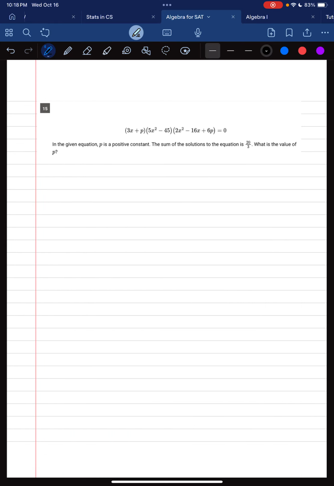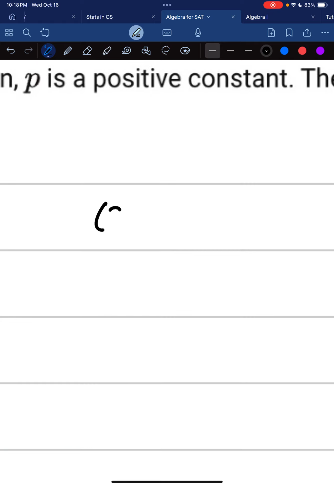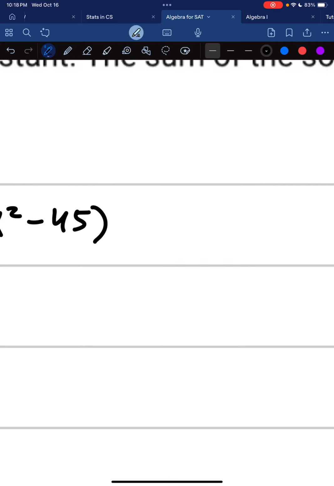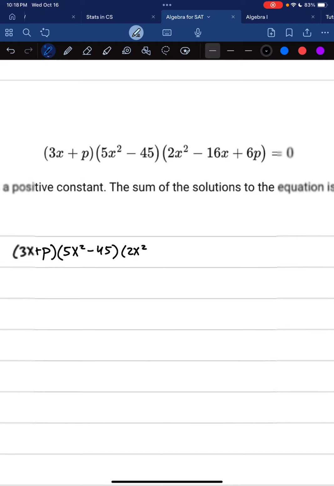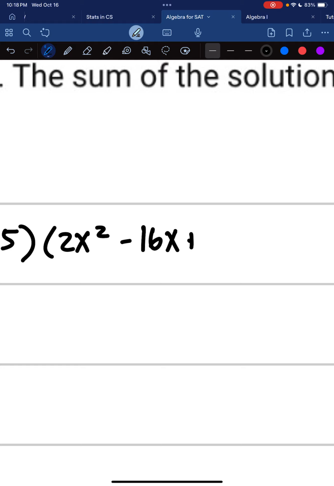Okay, this next problem says, in the given equation, p is a positive constant. The sum of the solutions to the equation is 20 over 3. What is the value of p? So we can see that we have three factors, right? We have 3x plus p times 5x squared minus 45 times 2x squared minus 16x plus 6p.